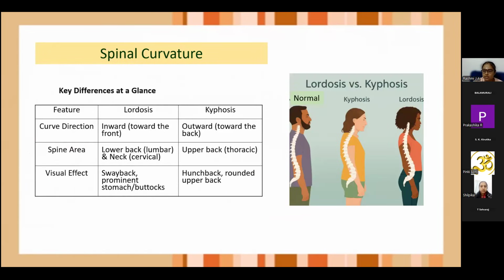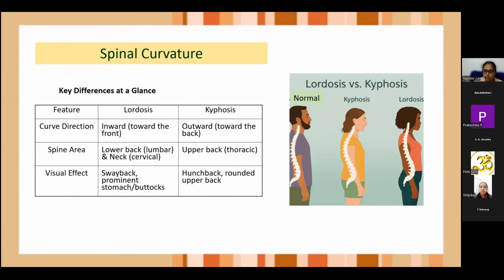Then this is just for further explanation. I have given this slide here. So the curve direction is inward. Inward means we call it lordosis. Outward is kyphosis. Then in the spine area, where this lordosis is seen, it is in the lower back and in the neck. And the outward curve is seen in the thoracic region.